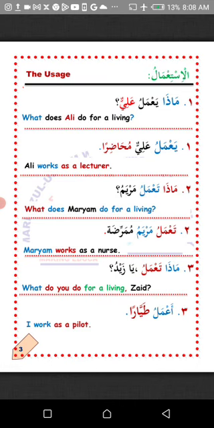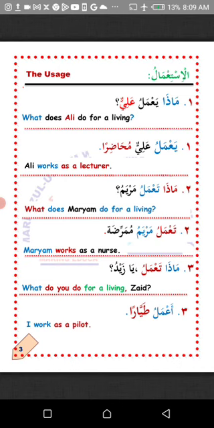Al-isti'mal, now the usage. Wahid, number one. ماذا يعمل علي؟ So what does Ali do for a living? What kind of occupation does he do? What kind of job does he do? Now the answer. يعمل علي محاضرا. Ali works as a lecturer.